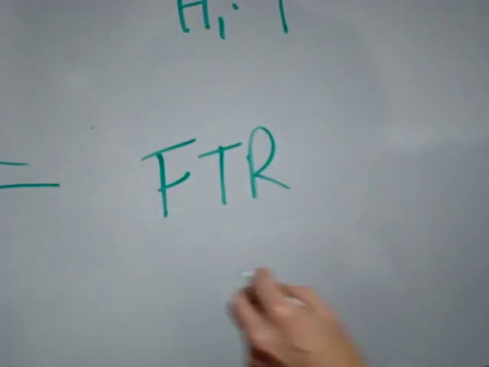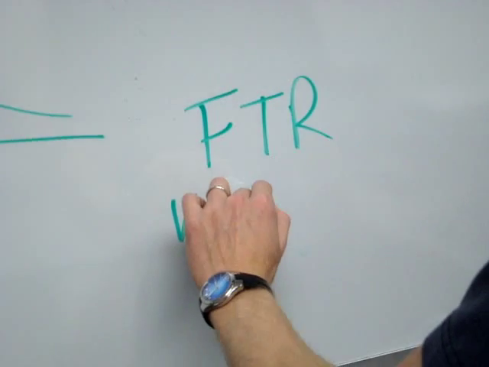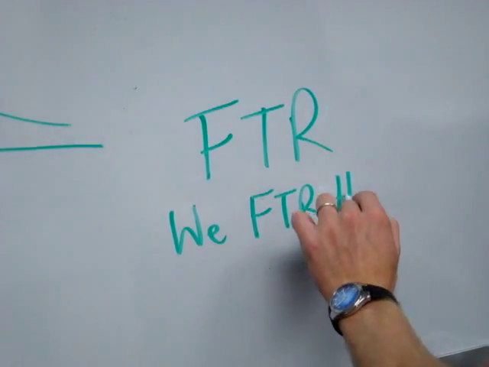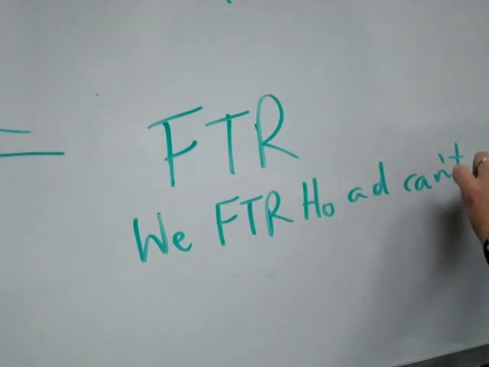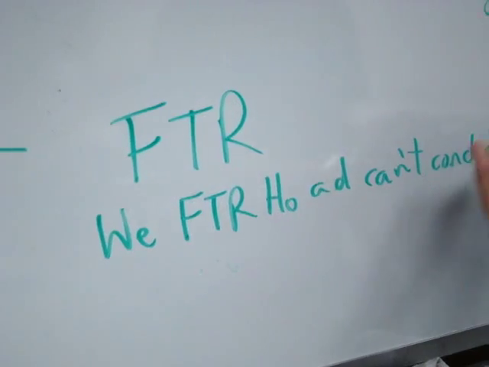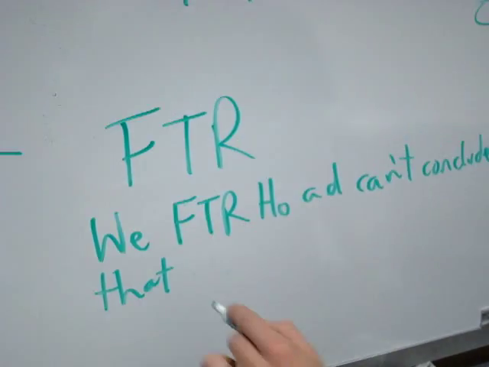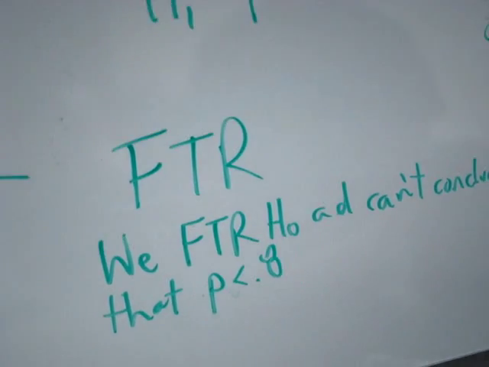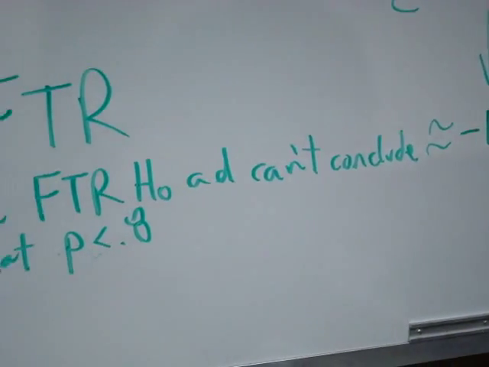Okay? So we'd say we fail to reject H0 and can't conclude that, now you write the alternative, that p is less than 0.8. So it means we don't have enough evidence at the 5% level to say that p is less than 0.8.